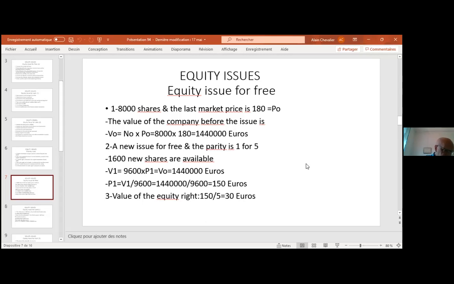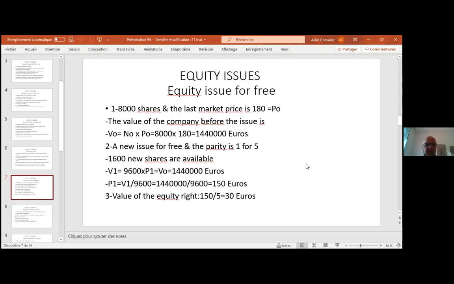We know the number of shares before the issue. We know the market price of a share before the issue. We know the number of shares which are issued. We get, of course, the priority rule. And we know the nominal value, which is the initial value at the beginning of the story when the firm was created. That's what we know. So question one is, what is the total value of the firm before and after the issue?